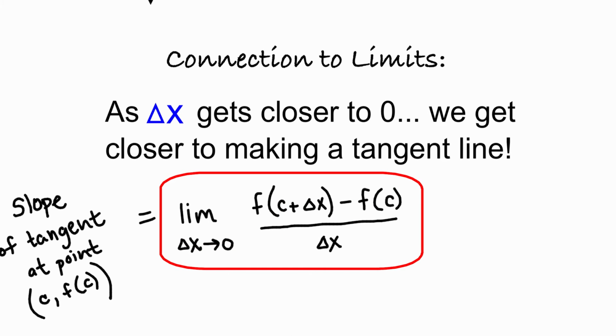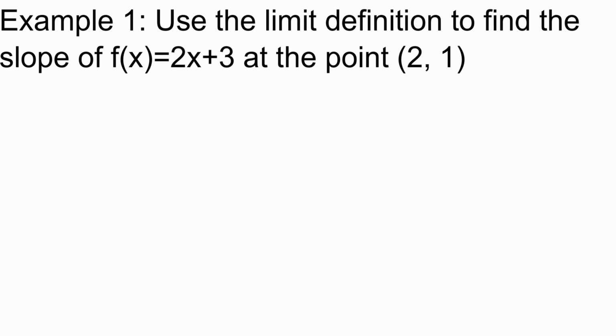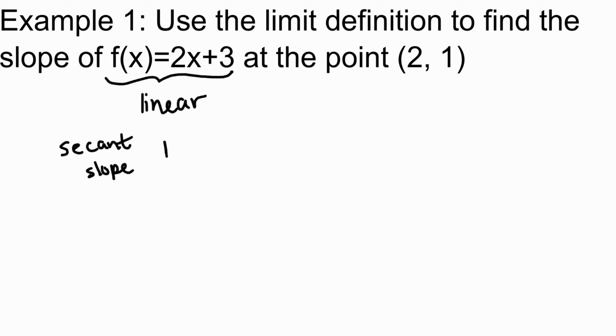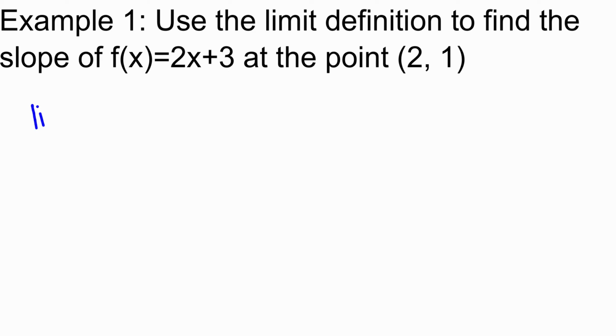Finally, let's do a couple examples. Suppose we want to find the slope of the function 2x plus 3 at the point 2, 1. Well, I hope you realize that this is a linear function, which means the slope is the same at every point because it's a line. And if you recall slope-intercept form y equals mx plus b, you might already be a smarty pants and realize the slope is 2 everywhere. But let's go through the limit process anyways so you can see how to arrive at the answer.